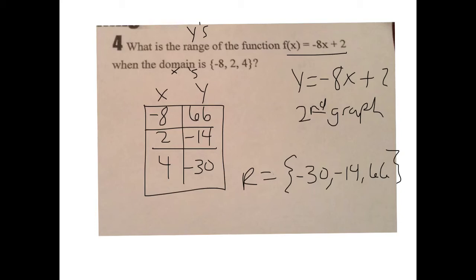Okay. The other way, old school way, you could take these, plug them all in right here. So negative 8 times negative 8, 64 plus 2, 66. Negative 8 times 2 is negative 16, plus 2 is negative 14. 4 times negative 8 is negative 32, plus 2 is negative 30. So you could plug them in that way.